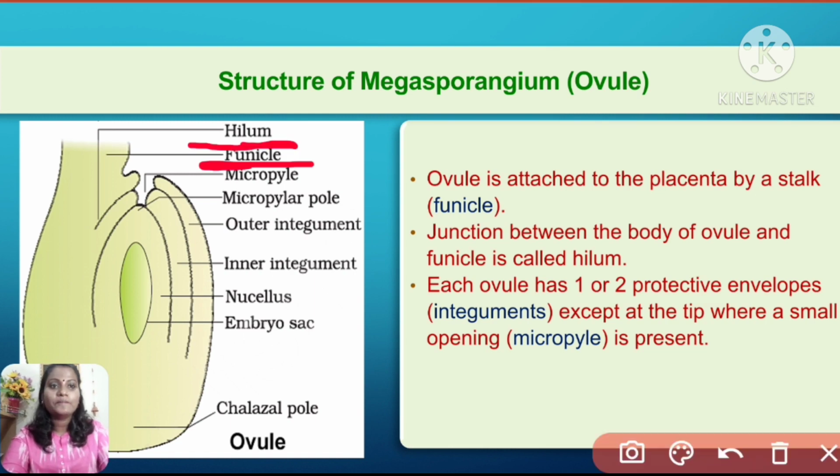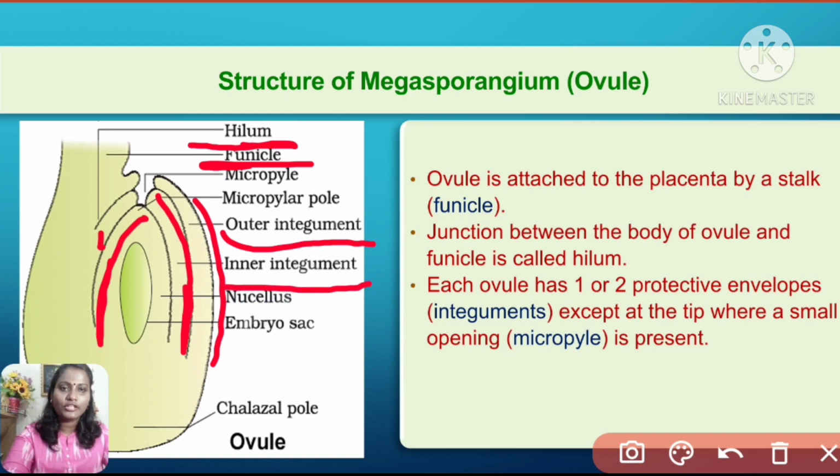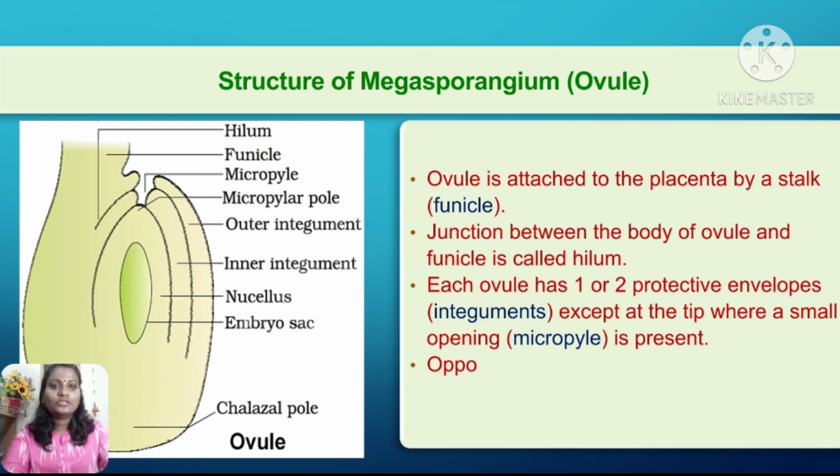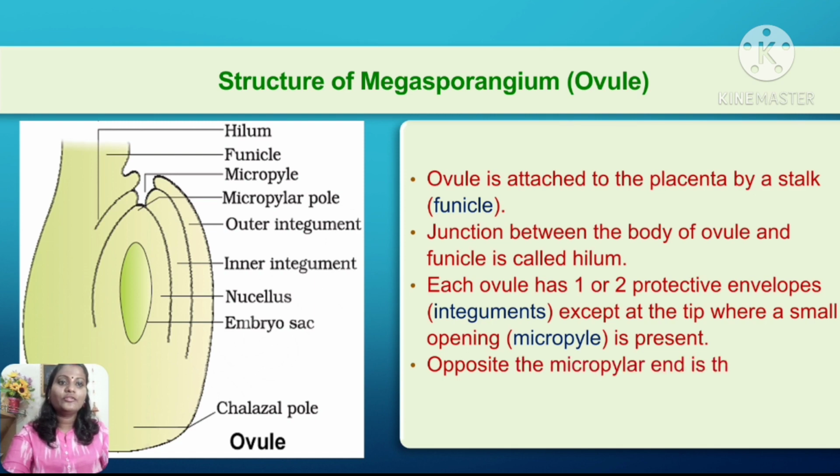Now where are the integuments present? In this region you can see some protective layers that are present. This one we call the outer integument, and this one we call the inner integument. These are basically protective in nature. Opposite to the micropylar end, we call it the chalazal end, or the basal part.